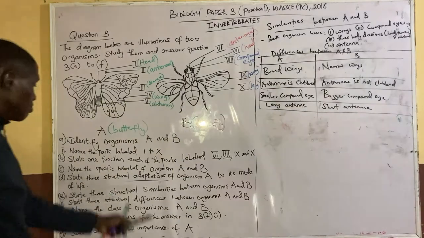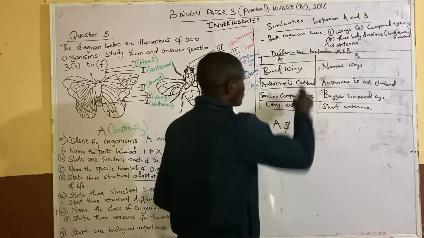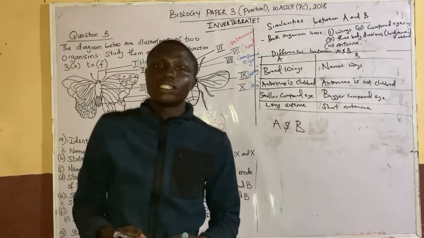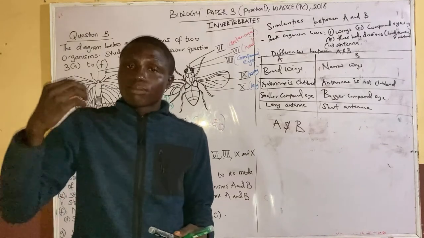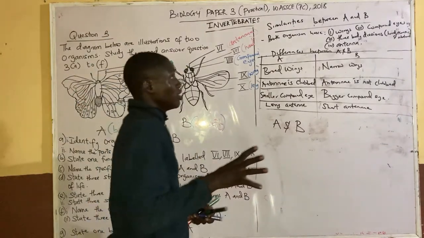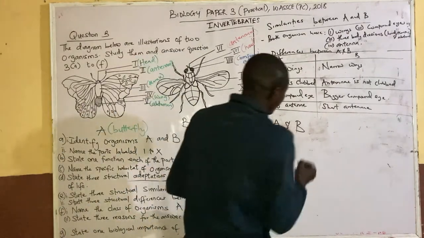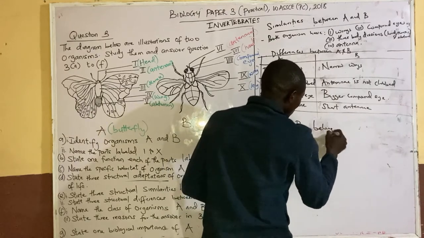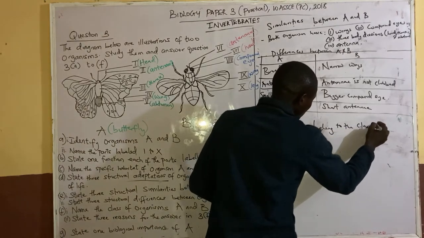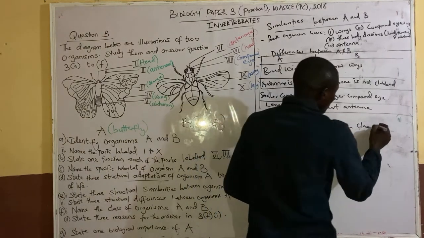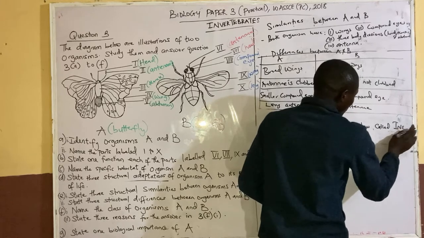Name the class of A and B. A and B belong to which class? With these properties, I've said earlier that one of the characteristics of an insect is that they have three body divisions: the head, the thorax, and the abdomen, the antenna, and so on. So A and B belong to the class called Insecta. Please note that, Insecta.